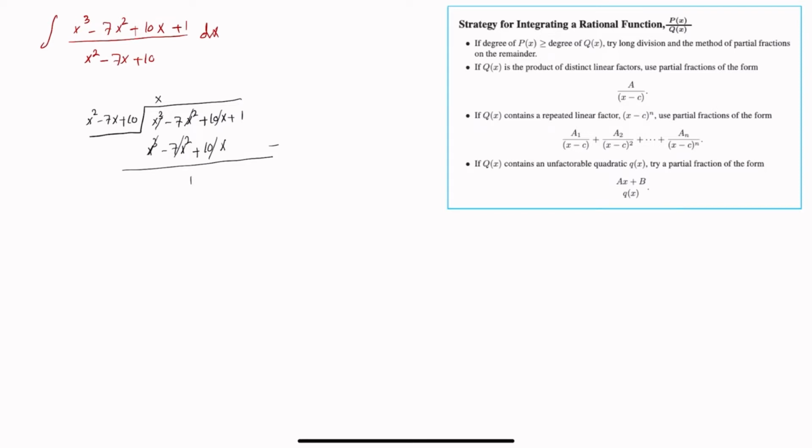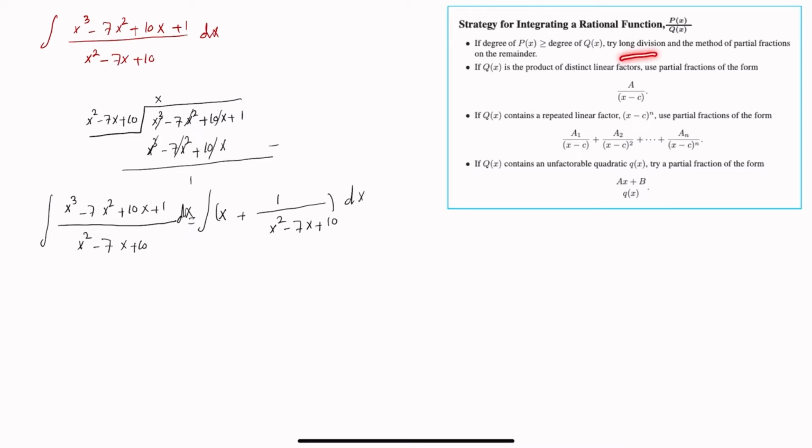Therefore, the integrand, which is x cubed minus 7x squared plus 10x plus 1 over x squared minus 7x plus 10, is equal to the answer, which is x, and then plus the remainder, which is 1, over the denominator, which is x squared minus 7x plus 10. Therefore, the integral of this side is going to be the integral of this side.